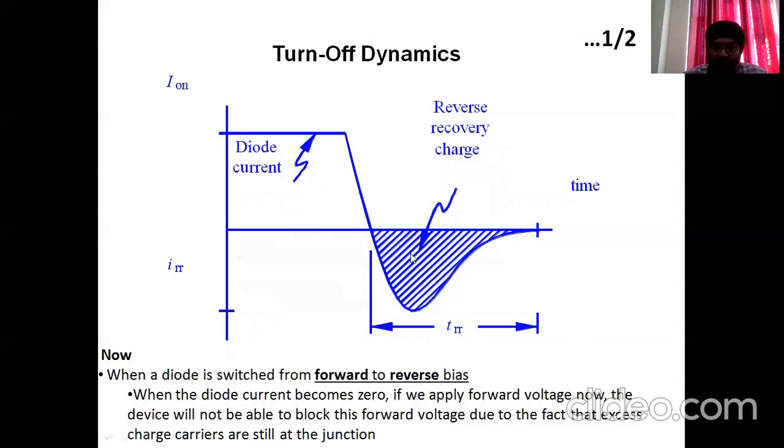Okay, so when we switch this forward bias to reverse bias, the diode current starts to decrease and it reaches the value 0 over here.